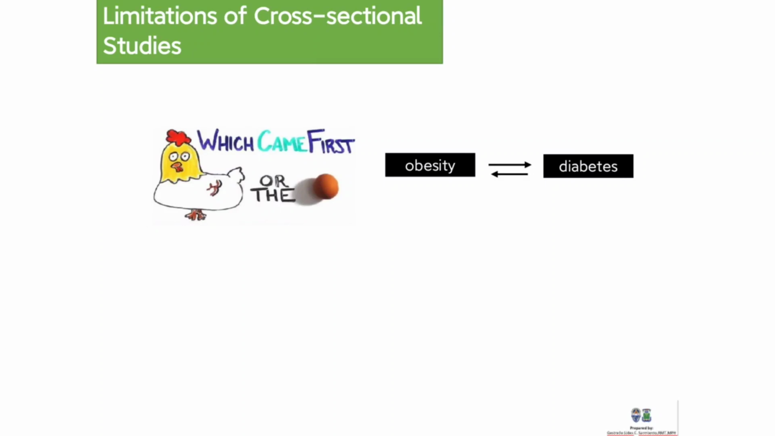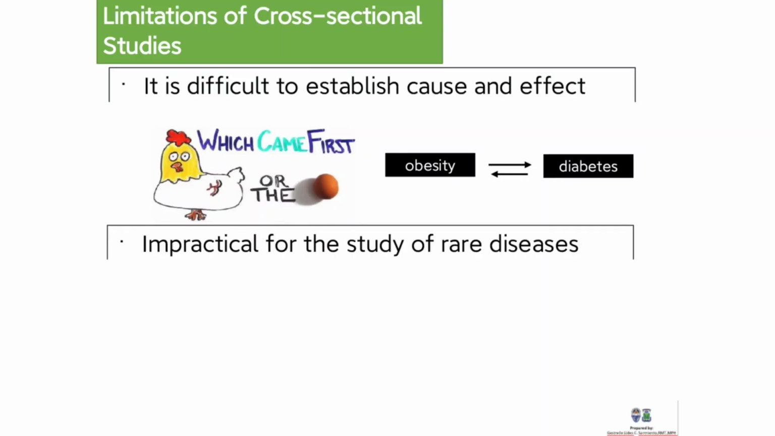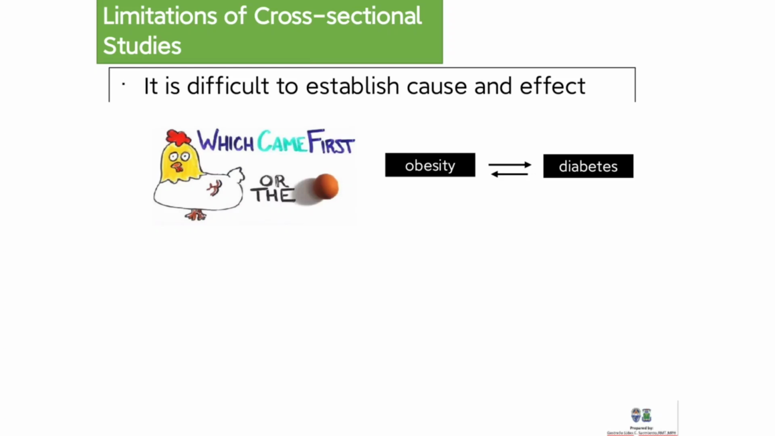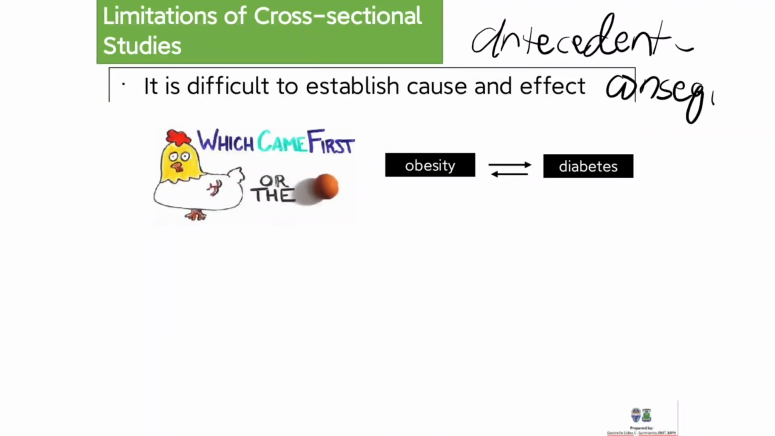Okay? Now, for the limitations of cross-sectional studies, yes, we have strengths of cross-sectional study, pero meron din siyang limitations similar to descriptive studies at saka sa mga future studies, no? Okay? The main limitation of cross-sectional study is what we call antecedent consequent bias. So what does this bias mean?